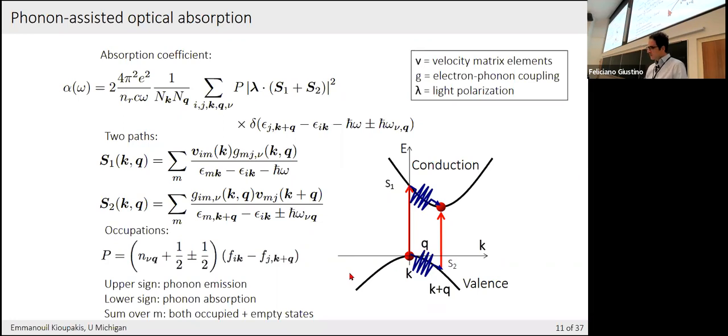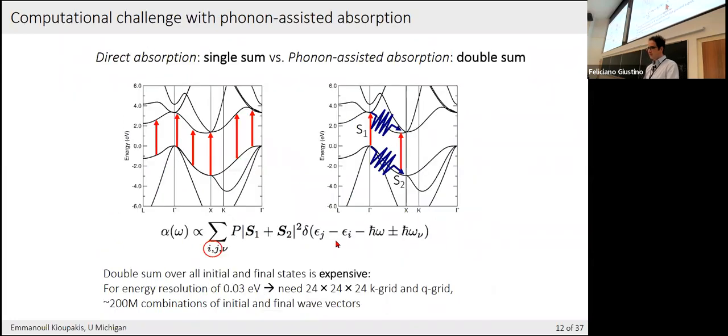Okay, so these are the main equations, and our task now is to implement this in the EPW code. Now, I want to emphasize a little bit why this is relatively recent. Why has this not been done from the early days of DFT? And the reason is the double sum. When you look at direct absorption, remember, the photon gives you energy but not much momentum. So in this energy-momentum diagram, the optical transitions are vertical, right? They transfer very little momentum.